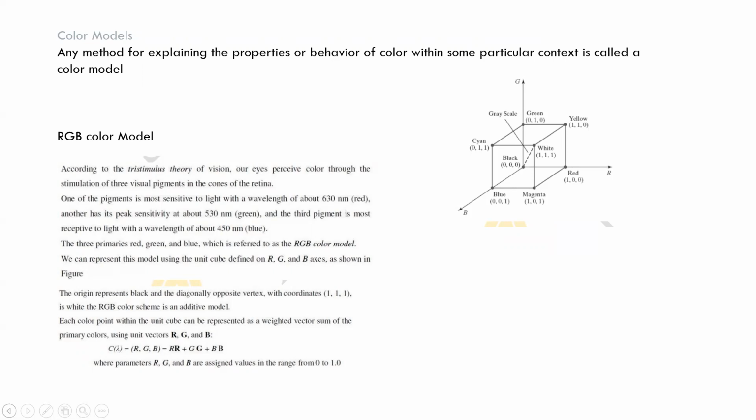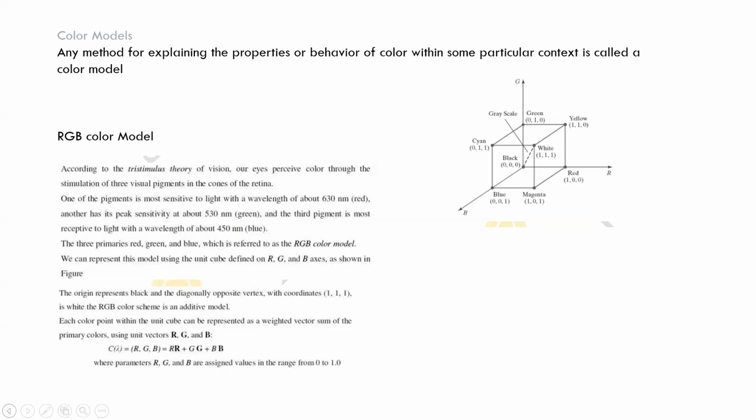According to the tristimulus theory of vision, our eyes perceive color through the stimulation of three visual pigments in the cones of the retina. One of the pigments is more sensitive to light within a wavelength of about 630 nanometers, and another has its peak sensitivity at about 530 nanometers. And the third pigment is most receptive to light within a wavelength of about 450 nanometers. So the three primaries, red, green, and blue, are referred to as the RGB color model.